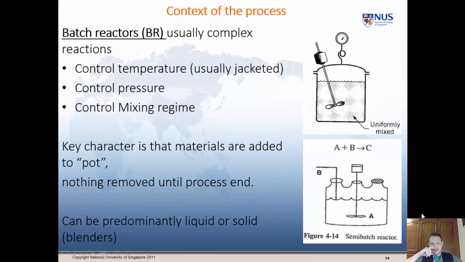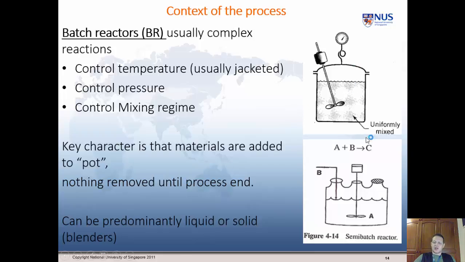So we're going to spend a couple of slides just looking at reactors and what the implications are of them. There are two types of reactors: batch reactors, and we mentioned these in the last lecture, and flow reactors. So here's a little picture of a batch reactor. You can control temperature. They're usually jacketed with a heated oil to give you a temperature that you want. You can usually control the pressure, and you can usually control the mixing regime. The key character is all the materials are added to the pot and nothing is removed until the process ends.